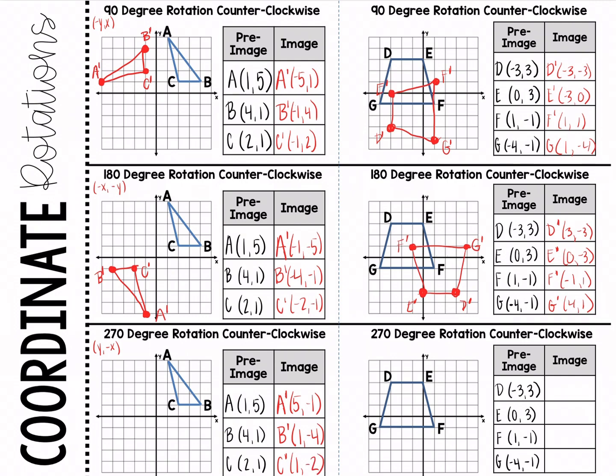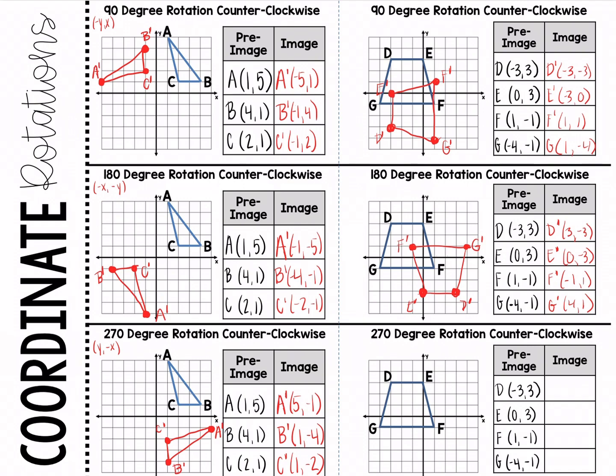Okay, so A prime is 5, negative 1. B prime is 1, negative 4. And C prime is 1, negative 2. So B prime, C prime. If you look, we took this whole shape, 90, 90, 90. Okay, so that's 270 degrees. So that's a rotation of 270 degrees.